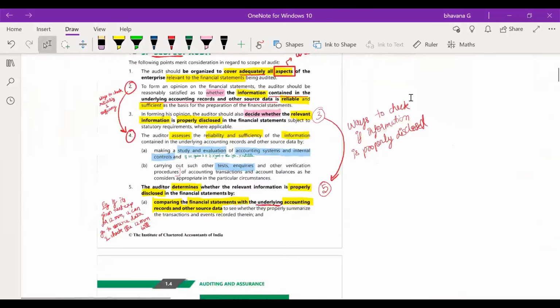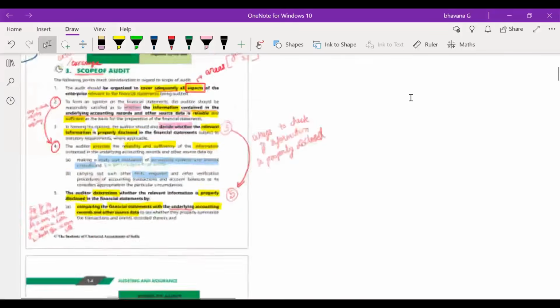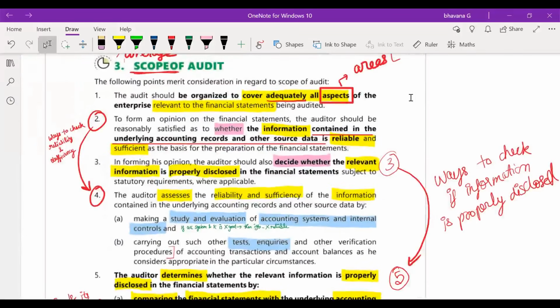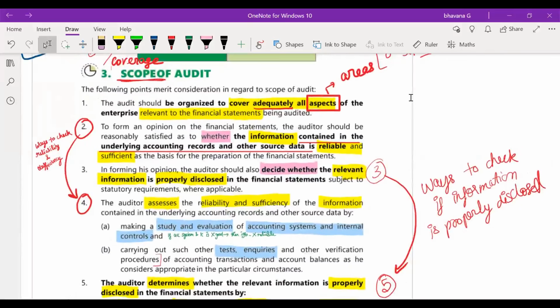Okay, guys. So here we have around 7 points. Yes, so let's start. First, it tells you that whenever you audit, the audit should cover adequately all aspects which are relevant to the financial statements. What are these aspects? It is trying to tell us the areas that we have to cover related to financial statements. We are going to read that in the later part of the chapter. Now you understand that whatever aspects are related to the financial statements, we have to cover during our audit.